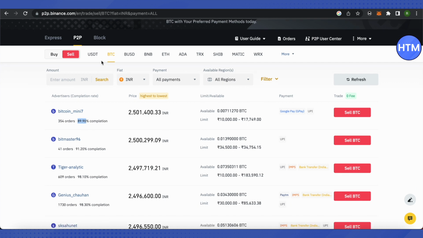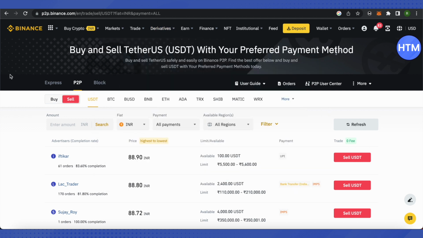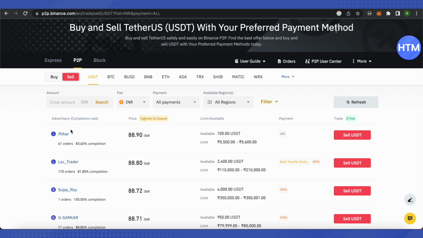So this is one way, and the another way is you sell Bitcoin in a spot market, and after that you sell it for USDT, and then you can convert that USDT into your country's currency. So this way you will be able to receive the amount of your Bitcoin in your bank account.